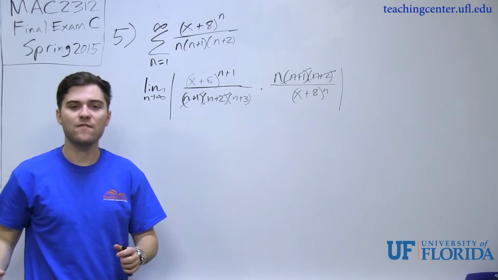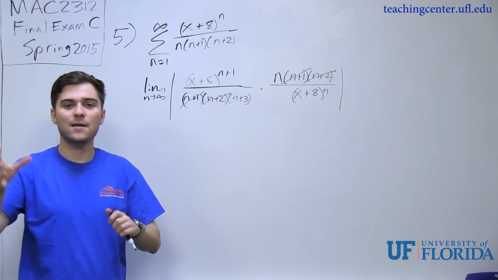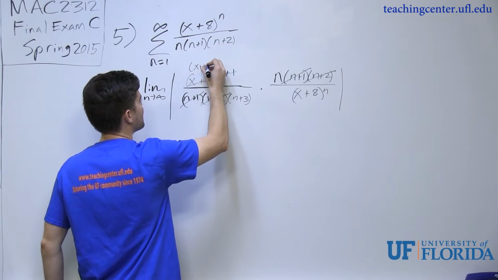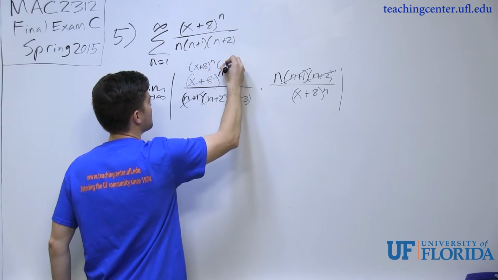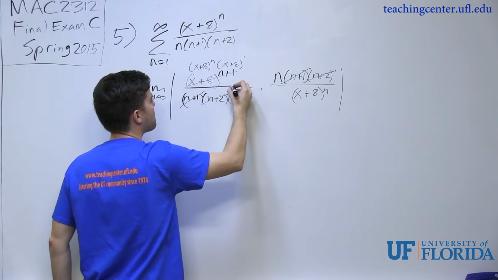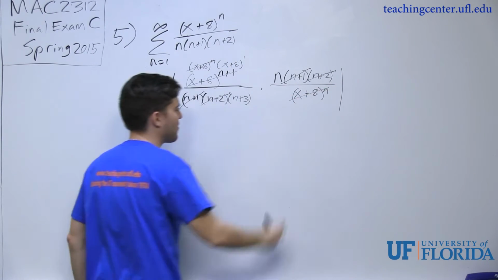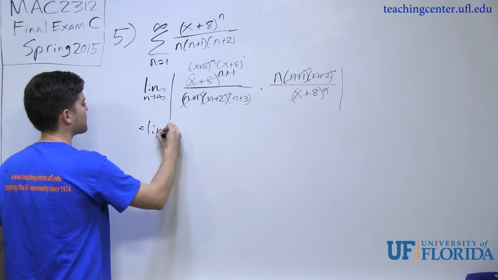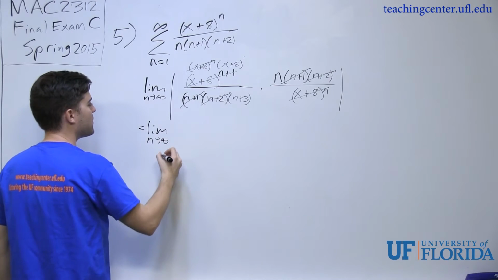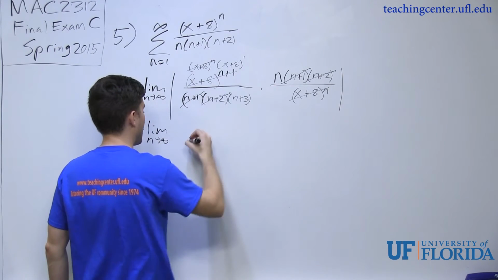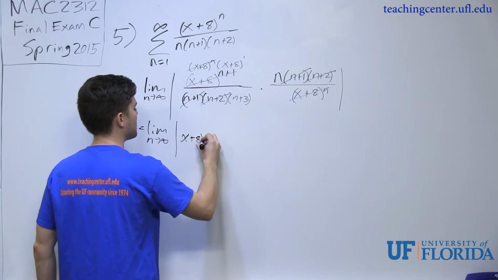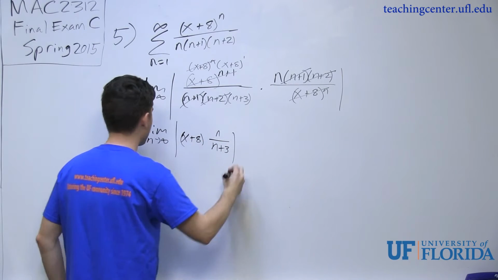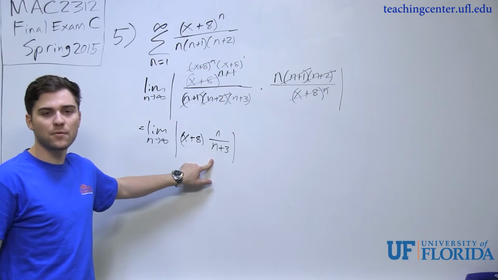Remember, if I have terms of the same base with added powers, I can always split them. So I can take this (x plus 8) to the n times (x plus 8) to the 1. So now this term cancels out with that term. So now all I really need to find is the limit of (x plus 8) times n over (n plus 3), with me taking the limit as n approaches infinity.